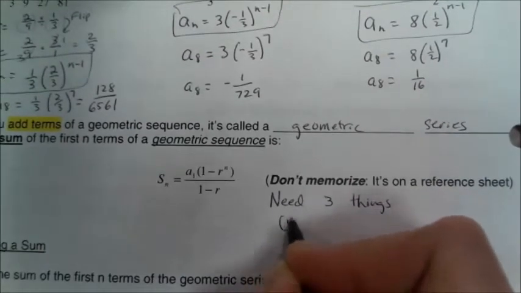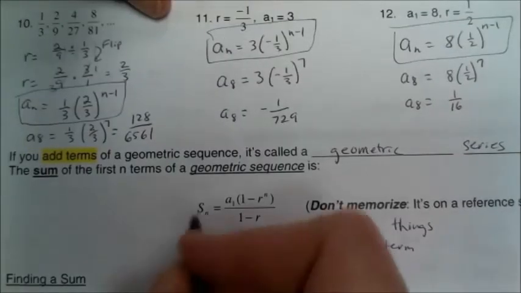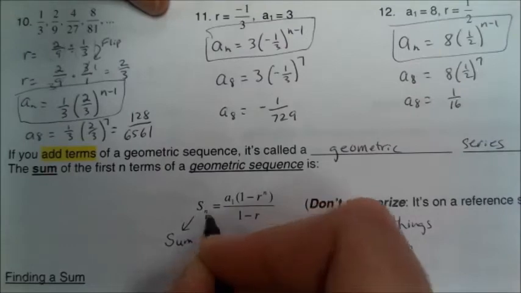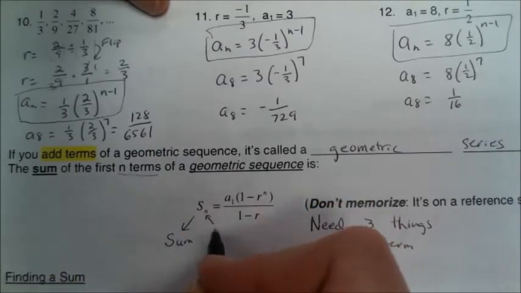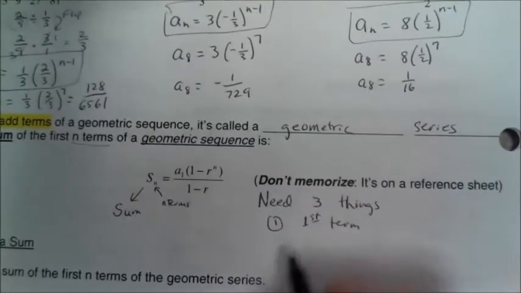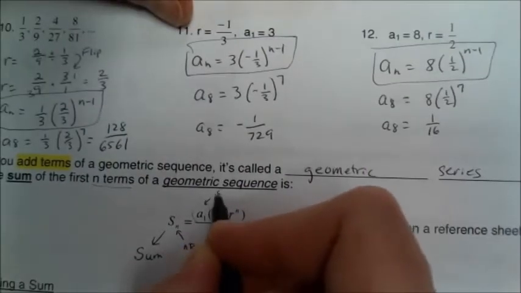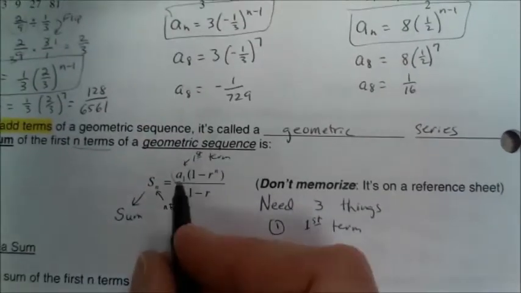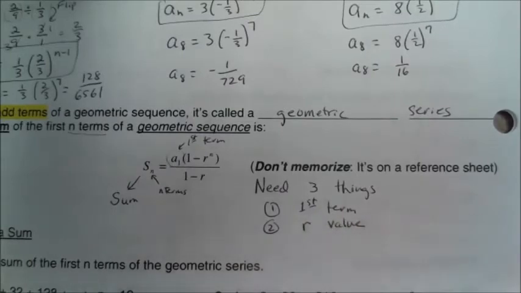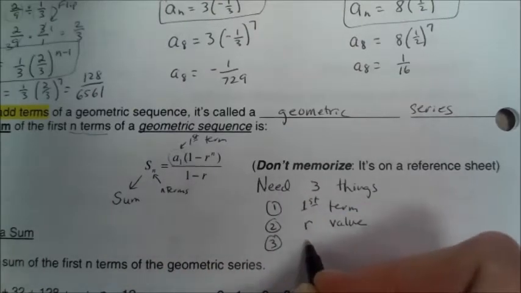The first thing you need is the first term, because this S means sum, and this N means of the first N terms, and this R is the ratio. So you need the first term because it's in this formula right here. There's A1, that's the first term. The second thing you need is the R value, or the ratio. And the third thing you need is the N value, how many terms you're trying to add up.